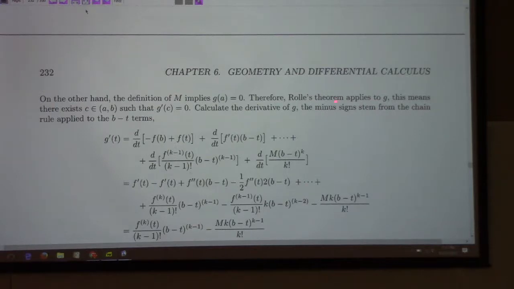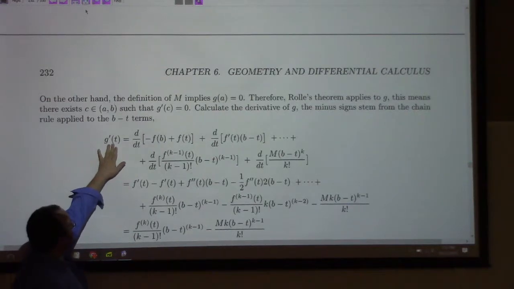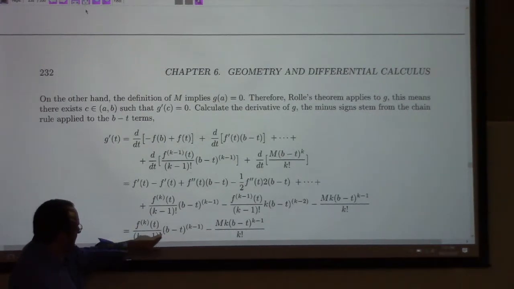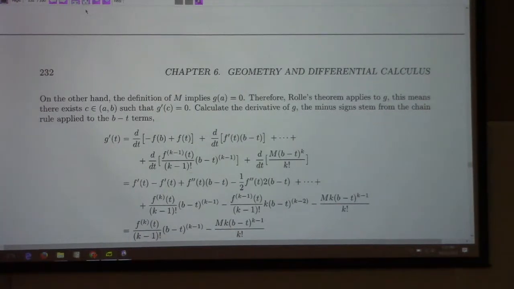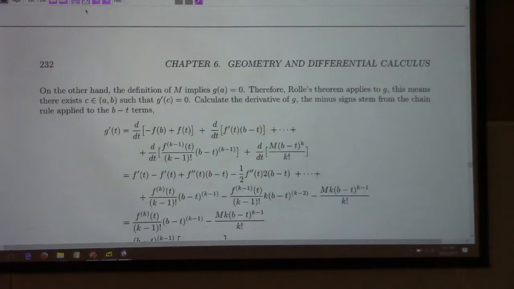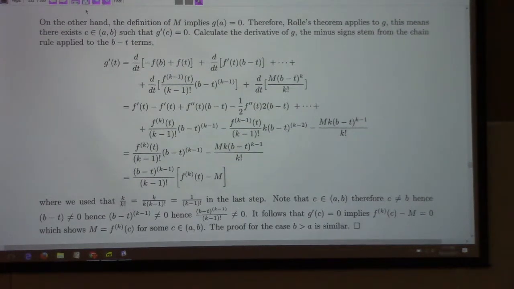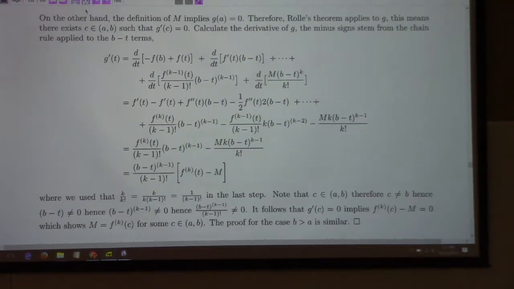And then if you actually calculate the derivative of g, which is this, and you plug in this c, g prime of c being 0, what happens? So you have this c such that g prime of c is 0. That means if I plug in c here, this minus that has to be equal to 0. But what does that mean about the kth derivative? It tells me that m is equal to the kth derivative at c.